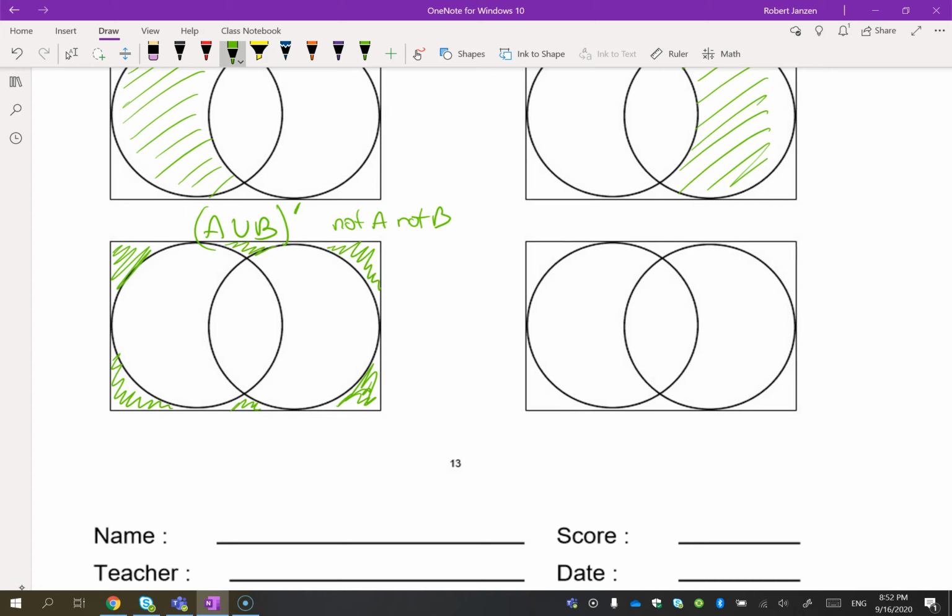And then here's another one. What does this mean? This means everything that is not A. Well, if this was A, what's everything that's not A? That's going to be everything out here and here.